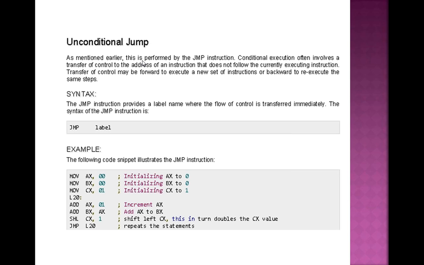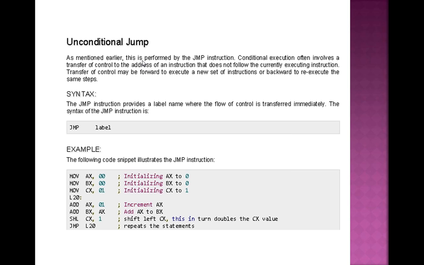This is the syntax. The JMP instruction provides a label name to identify whether the flow of control is transferred immediately or not. The syntax is JMP, that is jump, label 1. So this is the example.